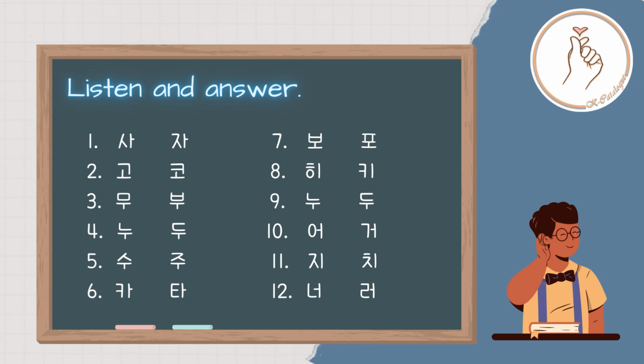Number 6, ta, ta. Number 7, bo, bo. Number 8, he. Number 9, do. Number 10, go. Number 11, chi. Number 12, law.